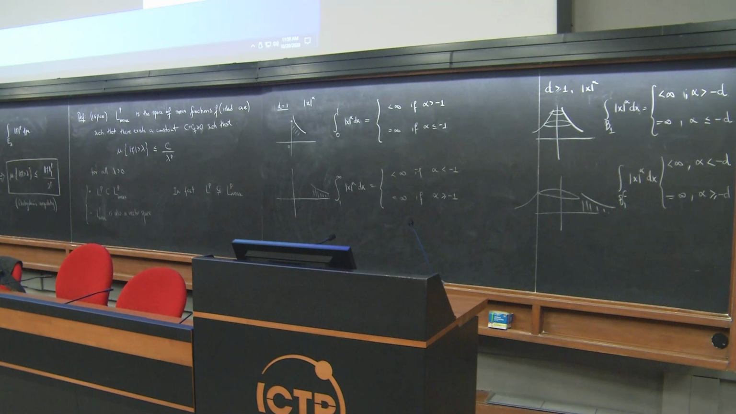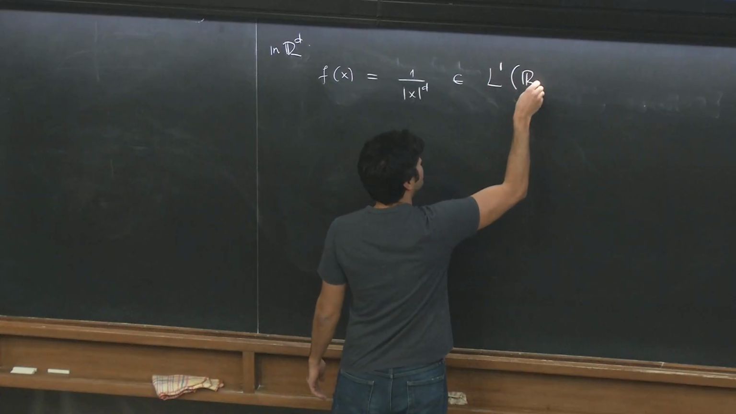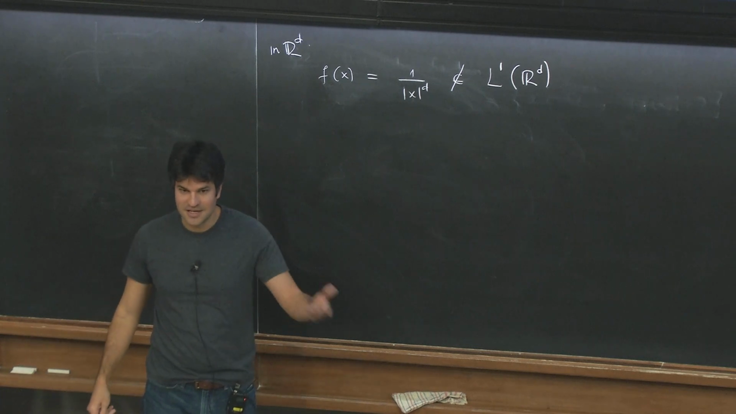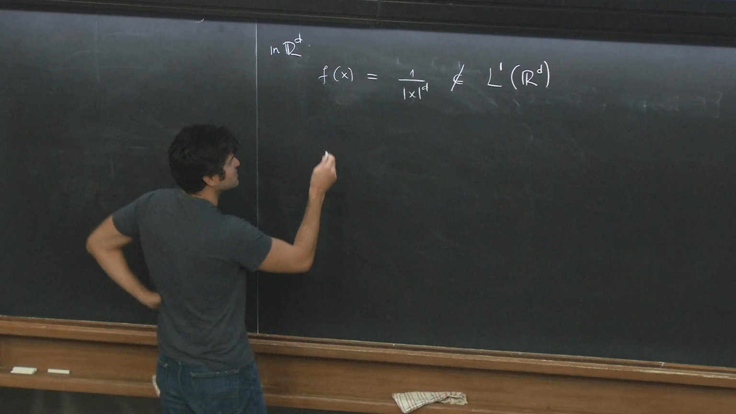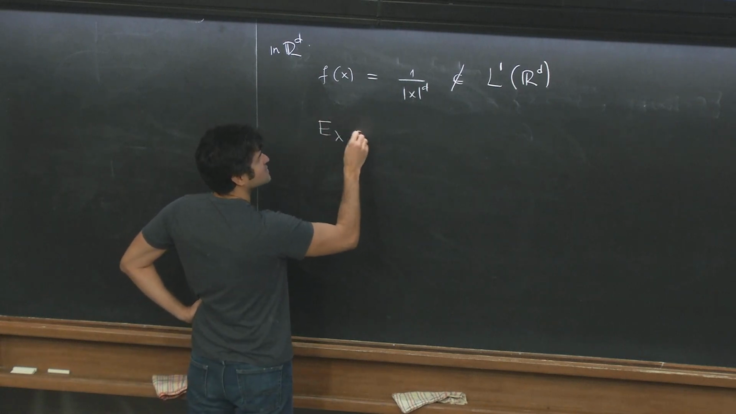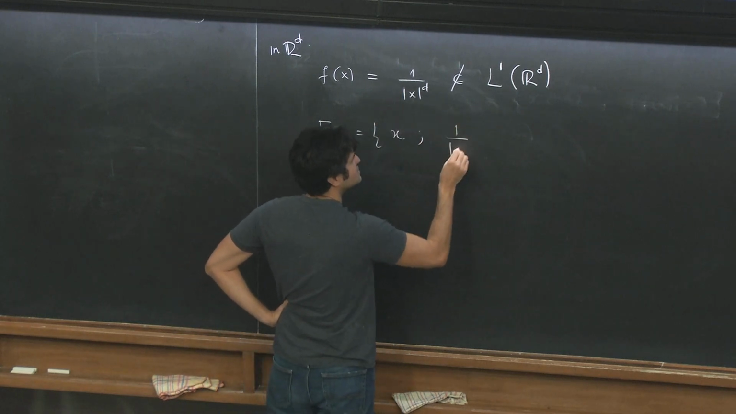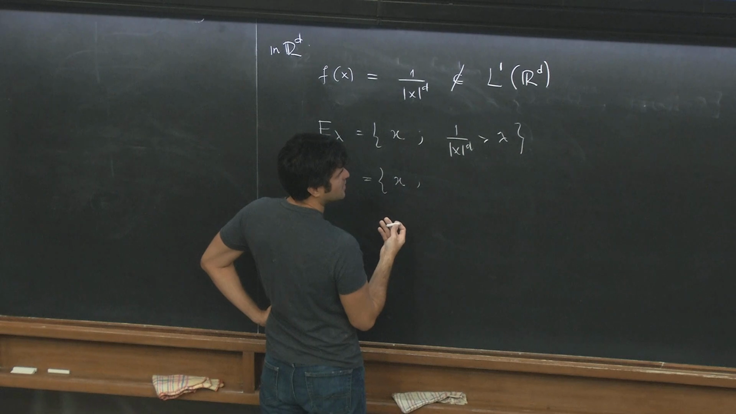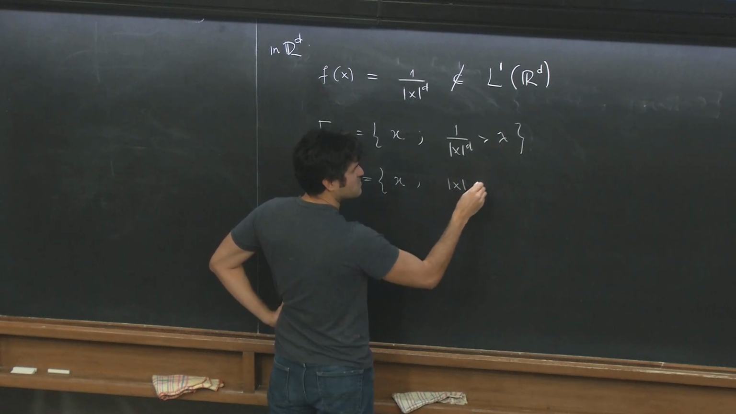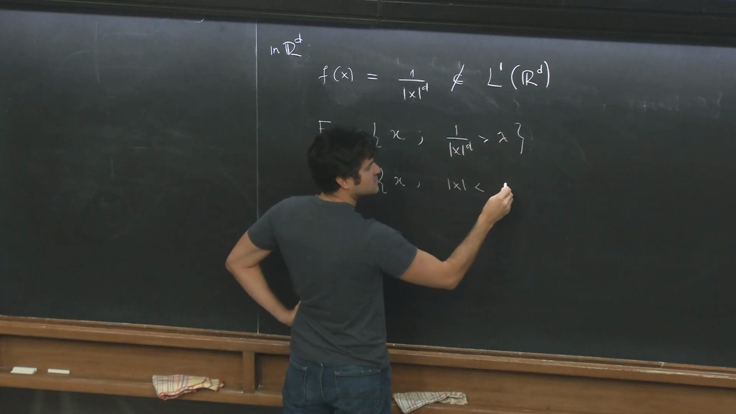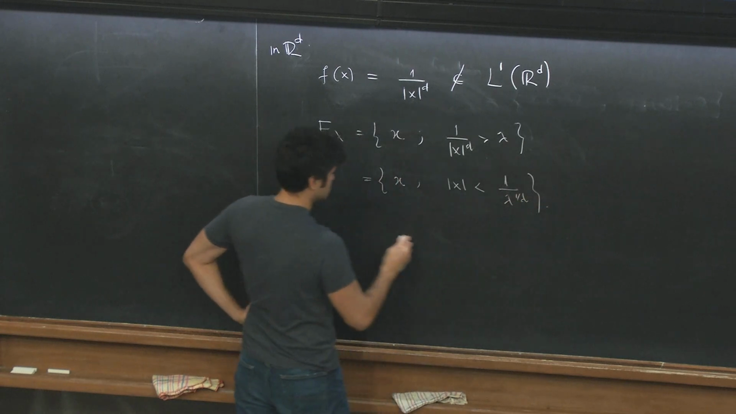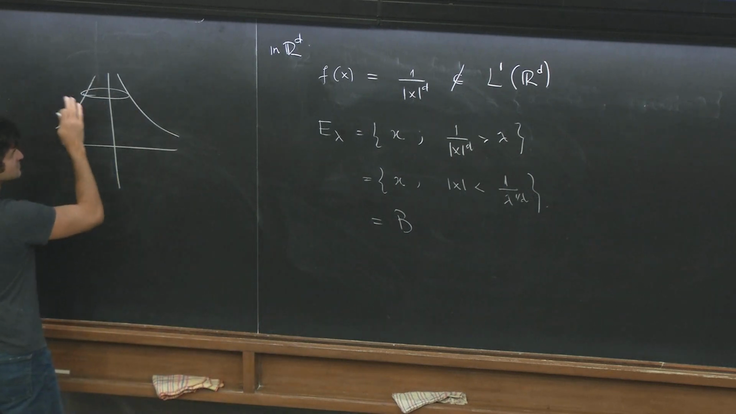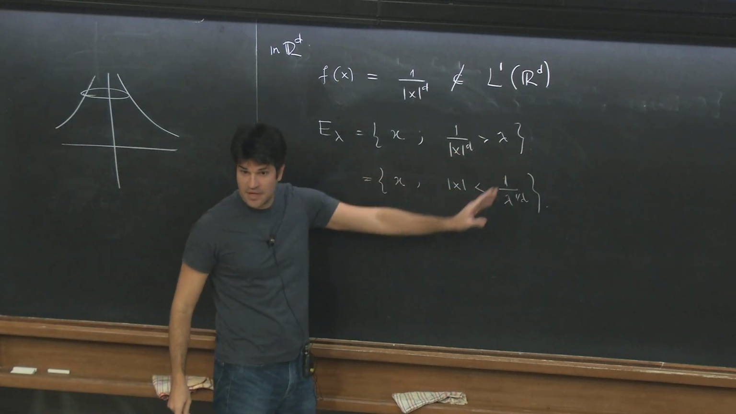So this is not really in L1 of Rd. This is not an integrable function in Rd because it does not integrate at the origin and does not integrate at infinity. But then, let's take a look at the set that we call E lambda. This is the set of points x such that f of x, 1 over x to the d, is bigger than lambda. Then I move to the other side: x to the d is less than 1 over lambda, so x is less than 1 over lambda to the 1 over d. So in other words, it's just a ball, because this function looks like this, right? The set of points where my function is bigger than lambda is a ball.